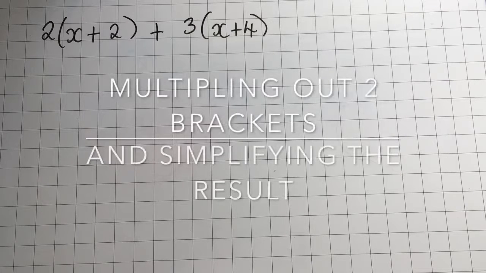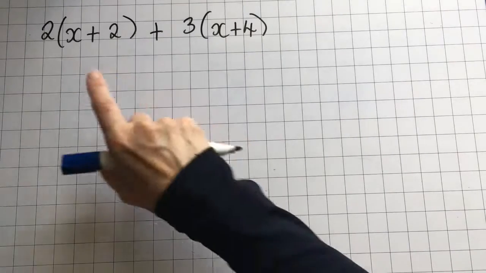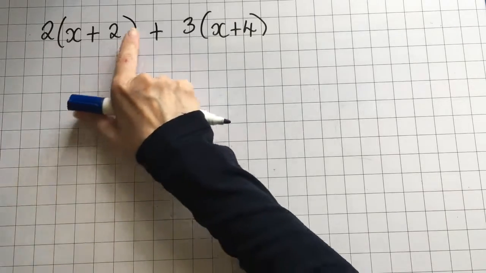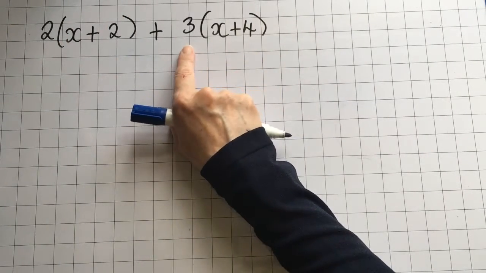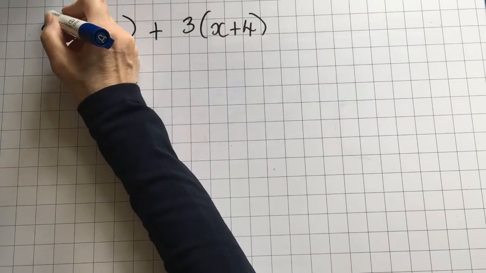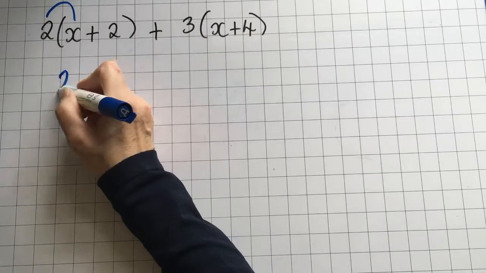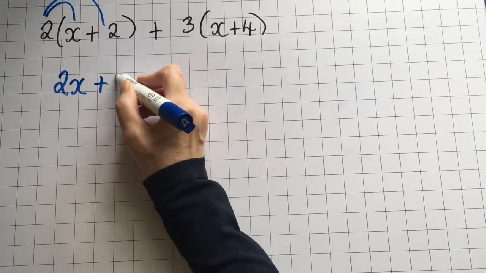Here I've got 2 brackets. That means I've 2 multiplication sums. Remember that multiplication is always done before addition. So I'm going to multiply everything in this bracket by the 2, everything in this bracket by the 3, and add the 2 results together. 2 times x is 2x. 2 times 2 is plus 4.